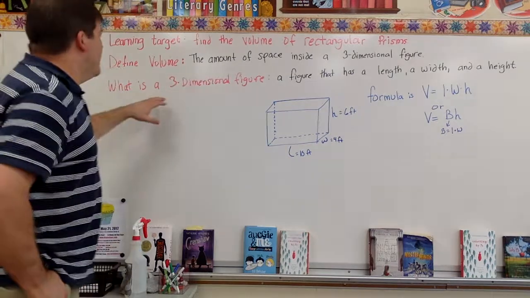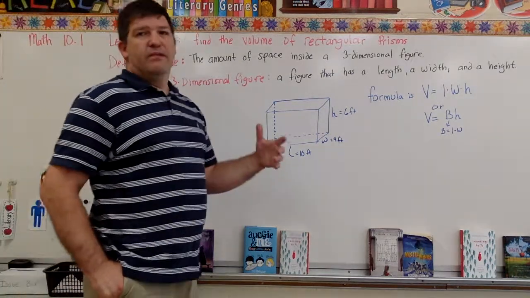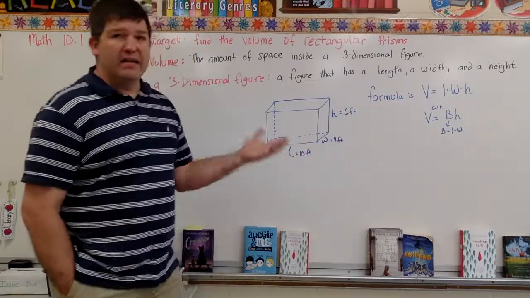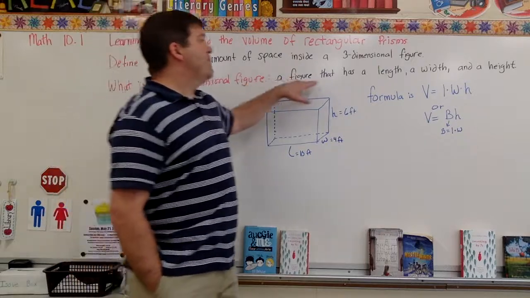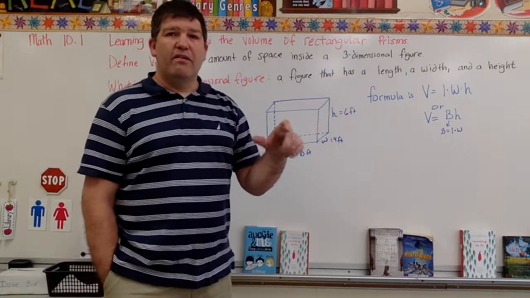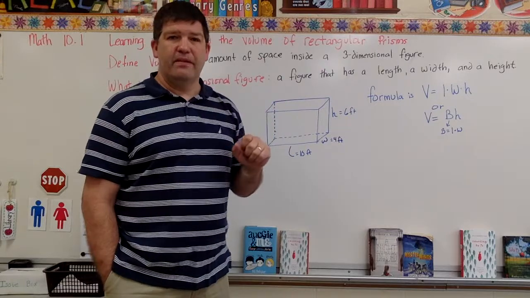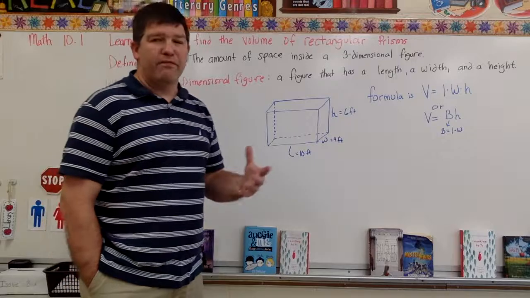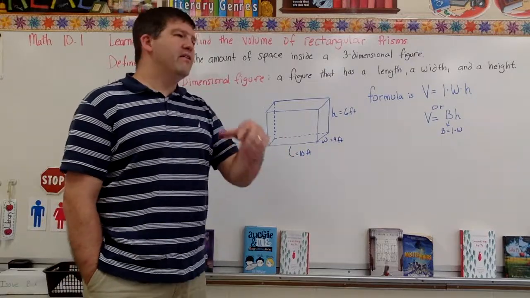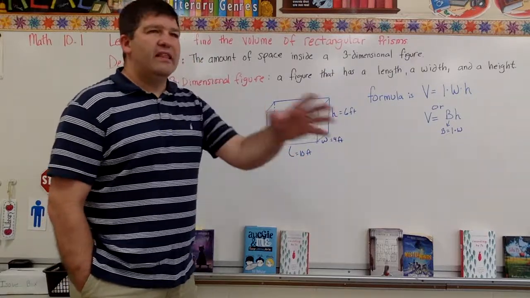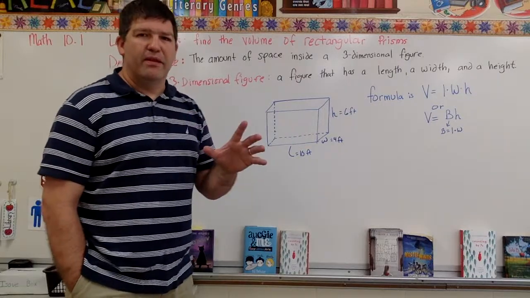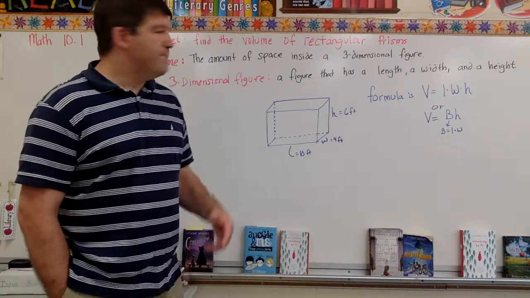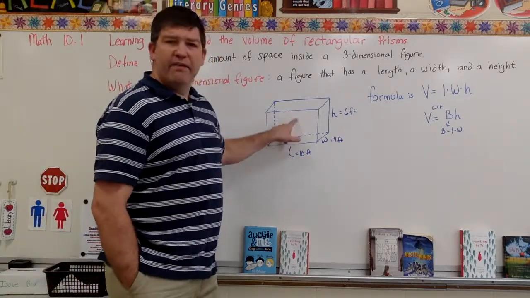So that's volume. Now, what is a three-dimensional figure? Well, a rectangular prism is a three-dimensional figure, but a way to define it is a figure that has a length, a width, and a height. Okay? And so formulas are perfect for finding the area, the volume, anything like that. If you have a formula and you have all the parts of the formula, you can figure out what you want. All right?